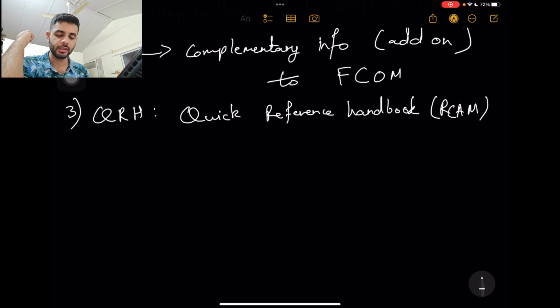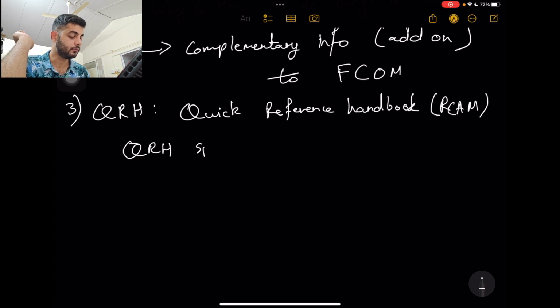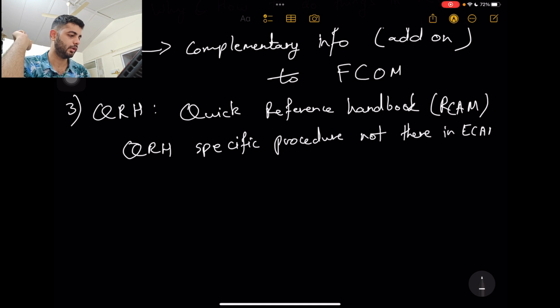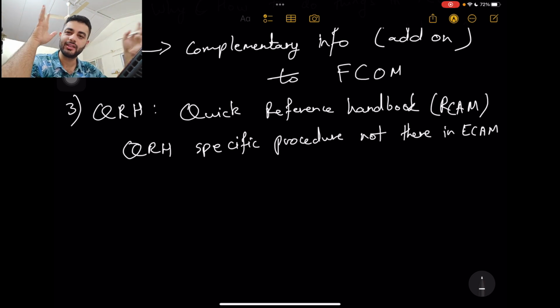Then the quick reference handbook. The QRH contains some specific procedures which are not there in the ECAM. So if it's not there in the ECAM, it's generally in the QRH. If it's not there in the QRH, it's generally displayed on the ECAM. That is like a general rule you can use. It'll help you a lot in figuring out what the hell is going on.